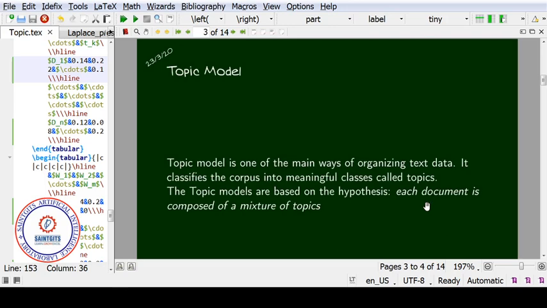As in the previous lesson, we have defined the topic model like this. A topic model is one of the main ways of organizing text data. It classifies the text body into meaningful classes called topics. Topic models are based on the hypothesis that each document is composed of a mixture of topics. That means whatever the document is, a resume or a covering letter or even a leave letter, it contains a lot of different words that convey some meaning, and these words all together form different classes or different topics.